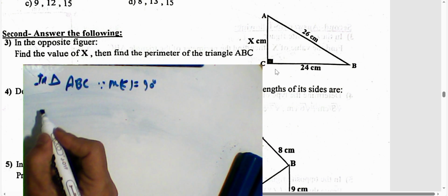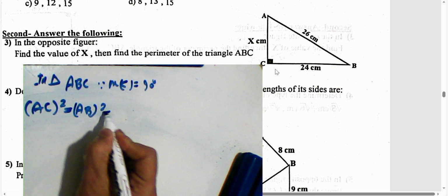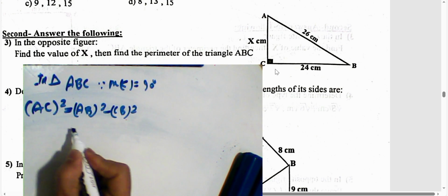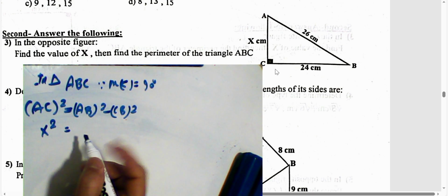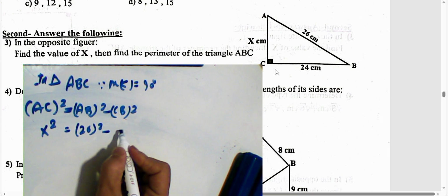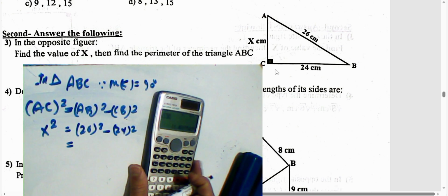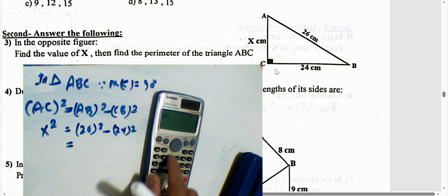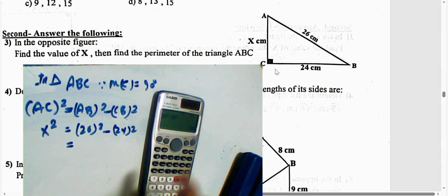Then we can write AC squared is equivalent to AP squared minus CP squared. Then AC squared will be x squared here, and the hypotenuse here is 26 squared minus CP squared, 24 squared. You can use a calculator to find the answer here, right? 26 squared minus 24 squared. Then the answer will be 100.